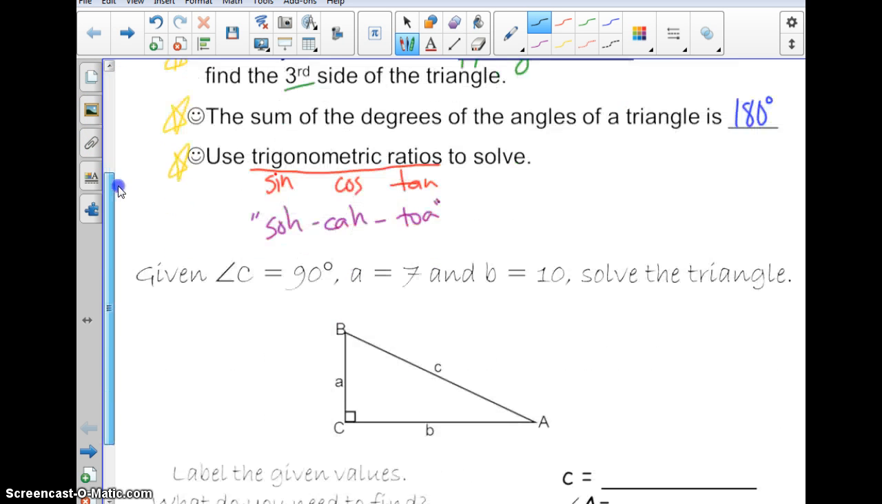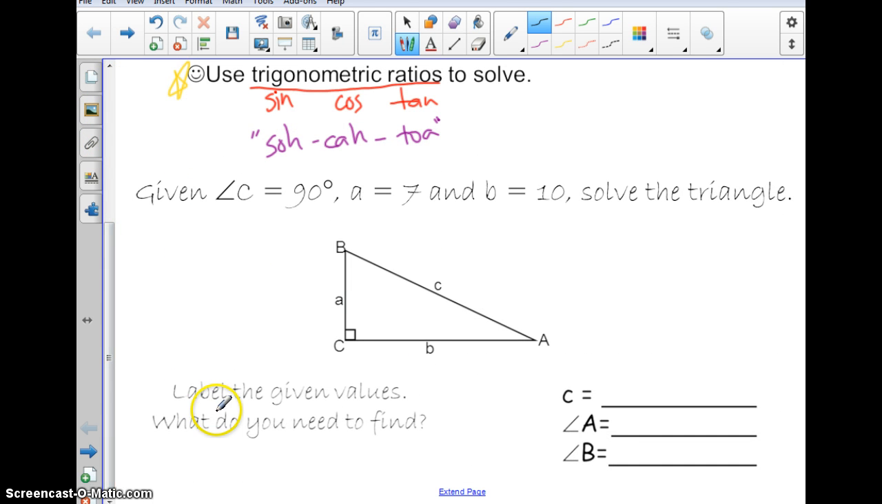So let's start with an example here. If I am given that angle C is 90 degrees, side A is 7, and side B is 10, I want to solve the triangle. So first, solve the triangle means to find all the other parts.